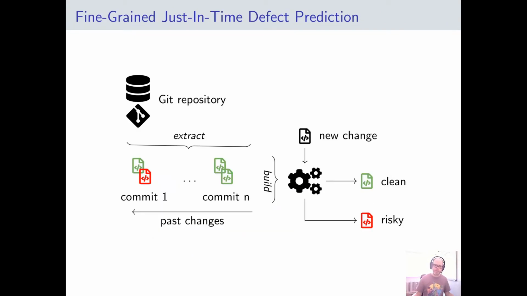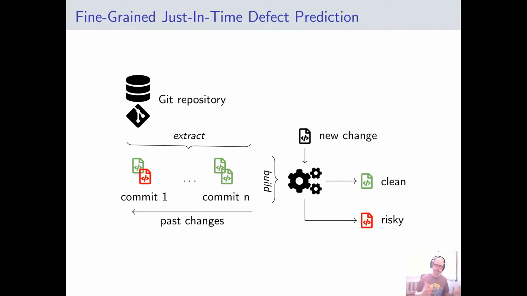Now, fine-grained just-in-time defect prediction. The basic idea here is that we collect information from the past, in this case, files within changes. As they are in the past, we know which one was responsible for a bug that later has to be fixed in the software. So we collect these past changes, build predictive models, and are then able to classify a new incoming change as clean or being risky of introducing a bug.